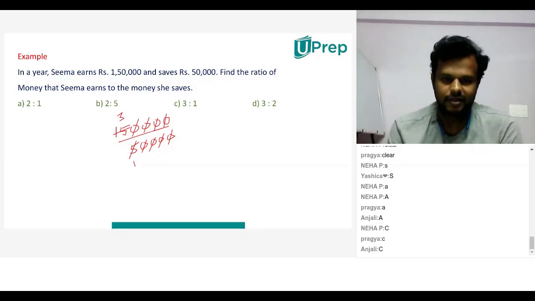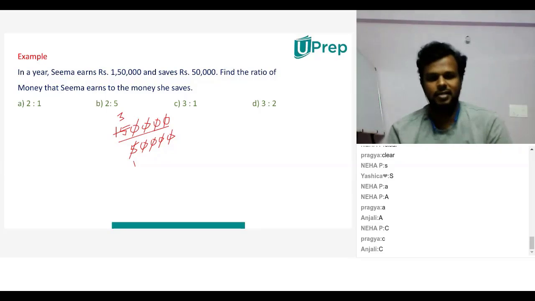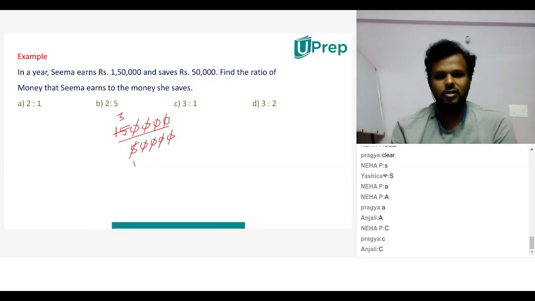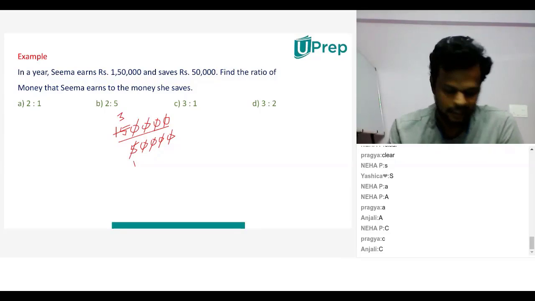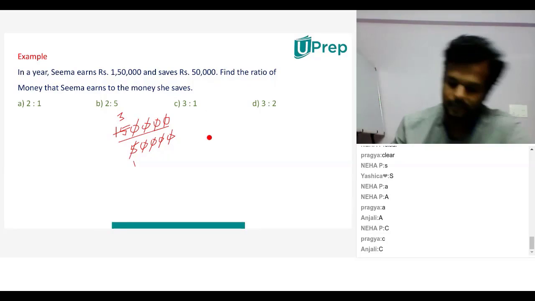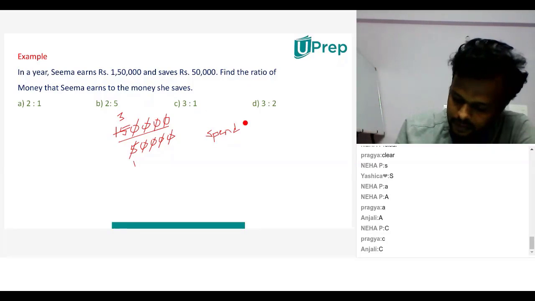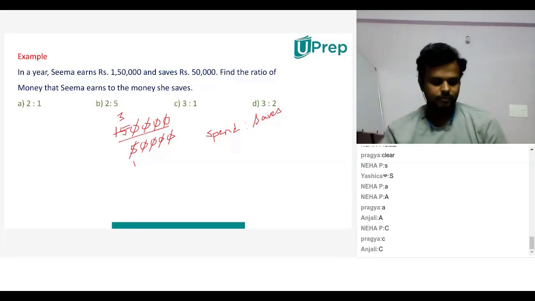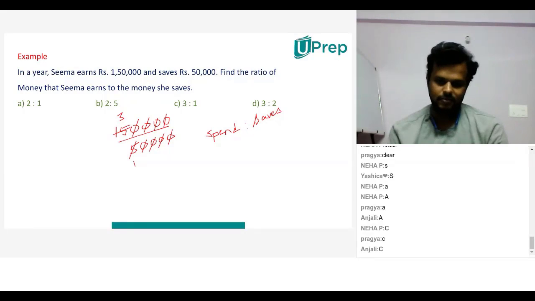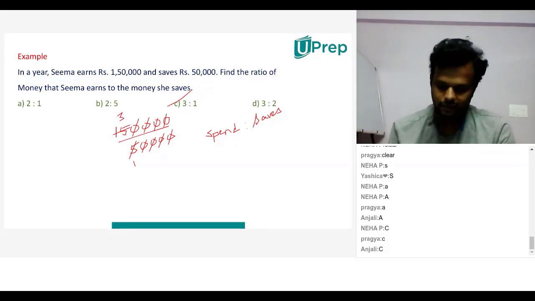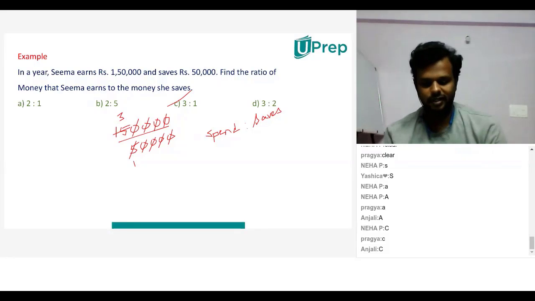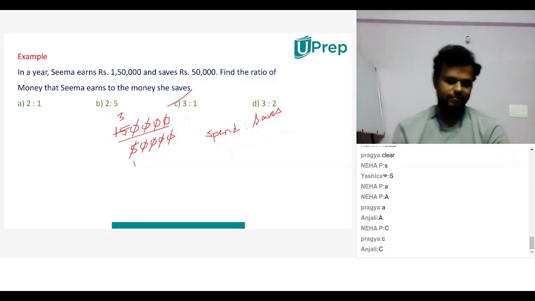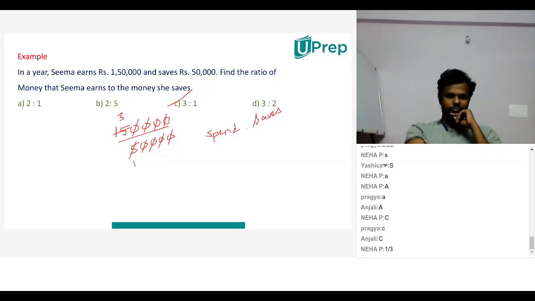So children, if I change the question, find the ratio of money that Seema spends to the money she saves. What will be the answer in that case? The ratio of spending to the ratio of saving. Children, what will be the answer in this? In this case, the answer is C. I think all of you have got it. But if I change this question and say, what is the ratio of money that Seema spends to the money she saves? Neha, wrong. You have not understood the question.